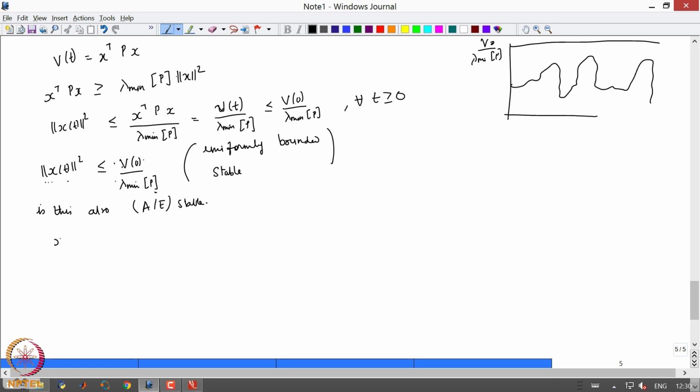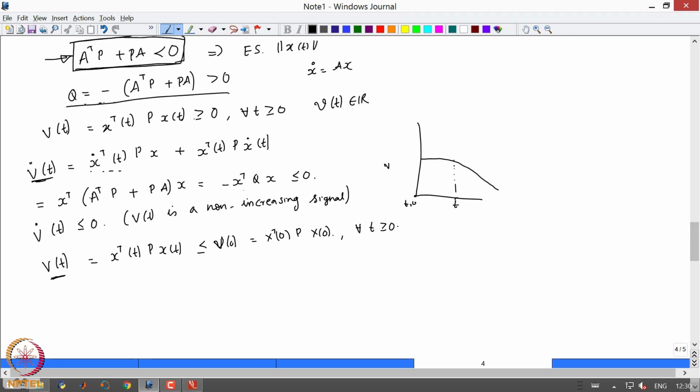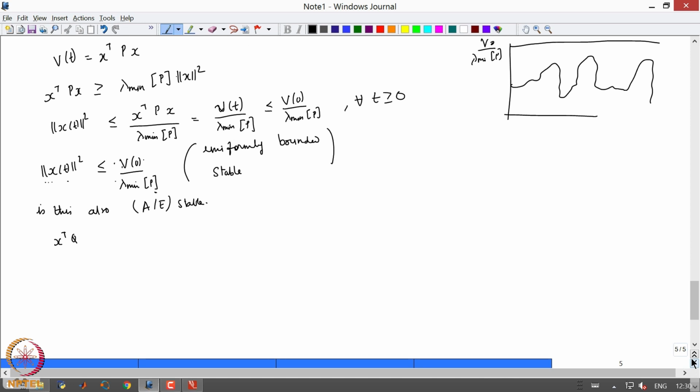Okay. Now, this matrix Q, which was here, is also such that x transpose Q x will be greater than or equal to lambda min of Q times ||x||². And this V of t, which is x transpose P x, is always upper bounded by lambda max of P times ||x||². Okay.